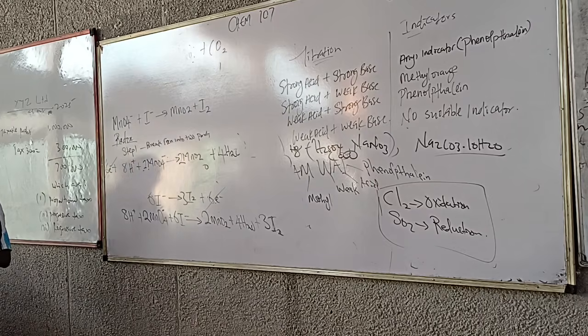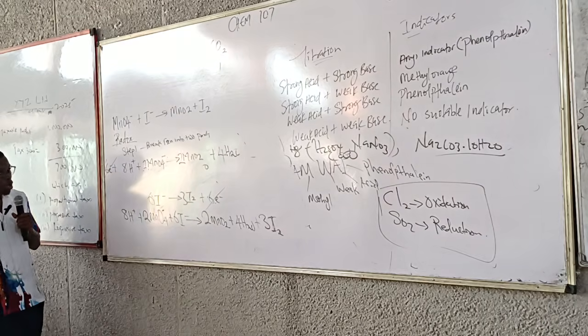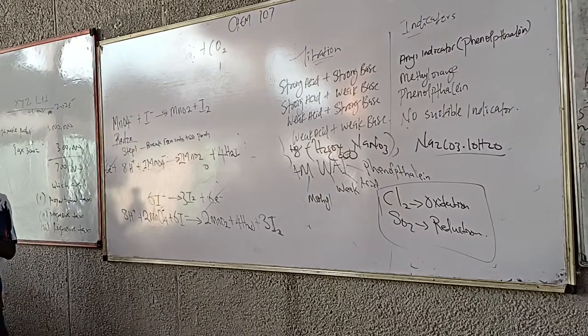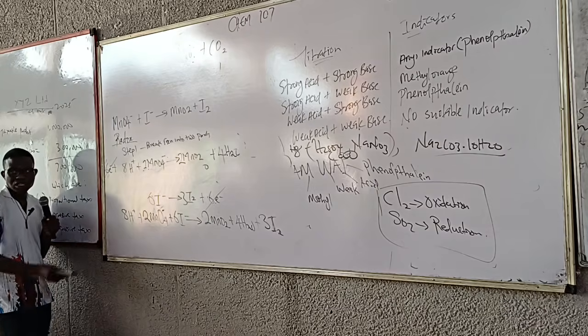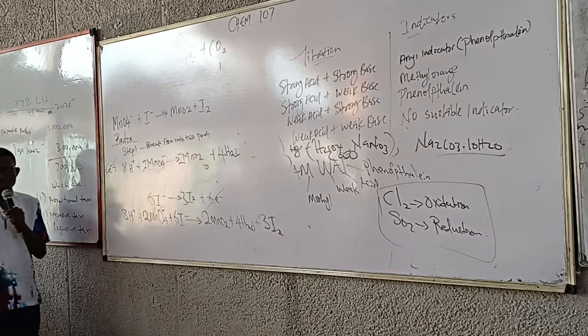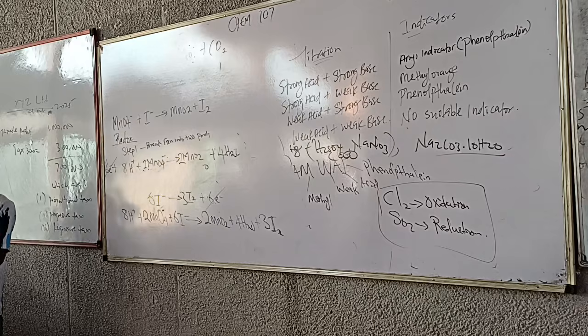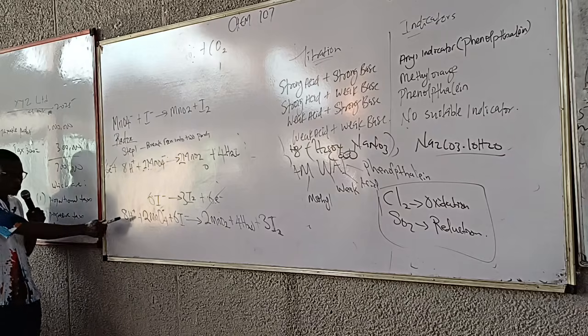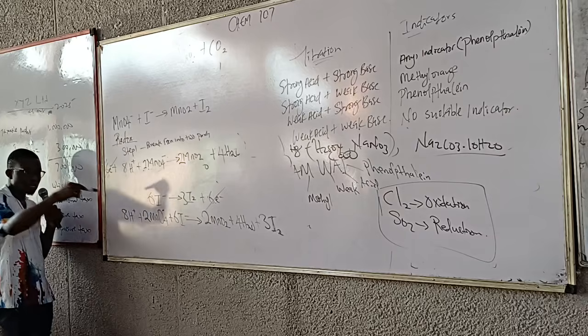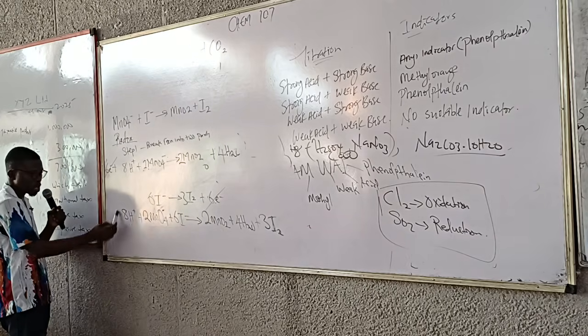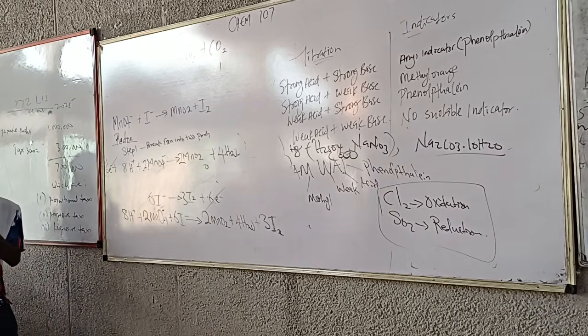Basic medium is very easy. I will introduce hydroxide ion. Now, the reason why this reaction is in acidic medium is because of this, the H plus. This signifies acidity. So if I want to balance this reaction in basic medium, I will neutralize it by introducing hydroxide ion. So if I introduce hydroxide ion, the hydrogen ion will leave, and hydroxide ion will now be present.